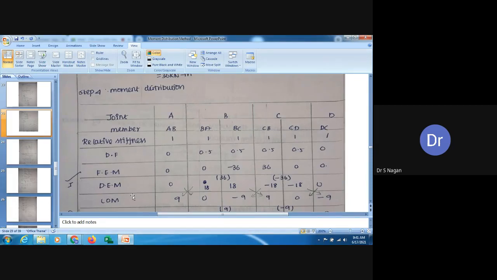So for the first iteration, the pair is FEM, DEM. For the second iteration, the pair is COM, DEM: carryover moment and distributed moment. Whenever you carry over some moment, that should be distributed between the joints.